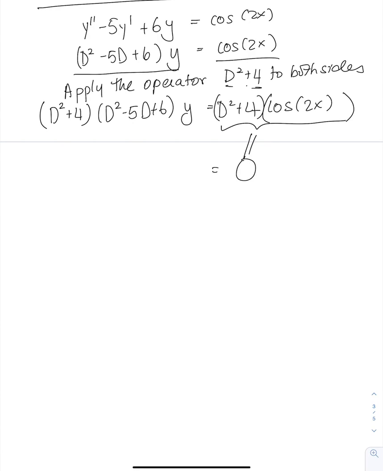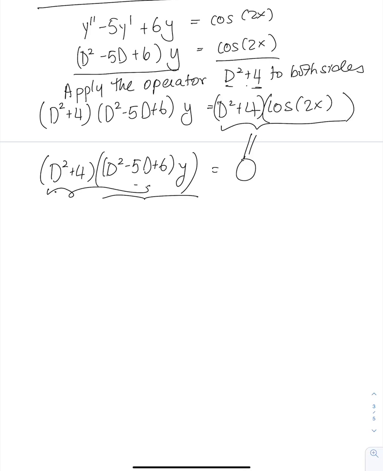And what about this side? This side is just some operator that looks like this. Okay, we didn't study this. This is in chapter 5, but when you have this, it means that you take y, differentiate it twice, subtract 5 times the derivative of y plus 6 times y, and then whatever you have over there, what you do to that is, once you have that, differentiate that result twice and add 4 times that result.